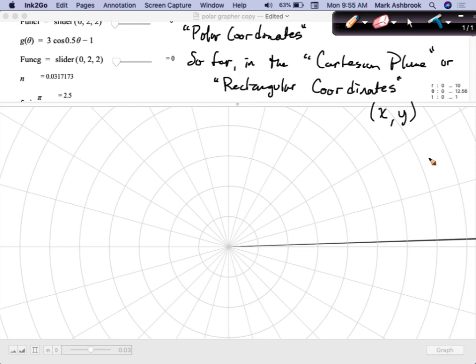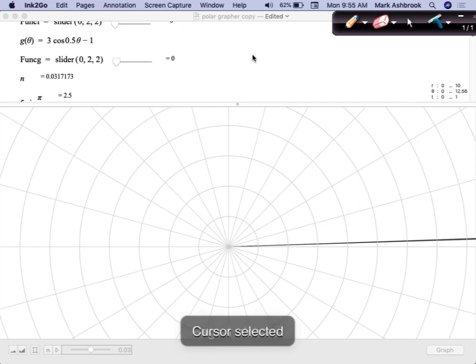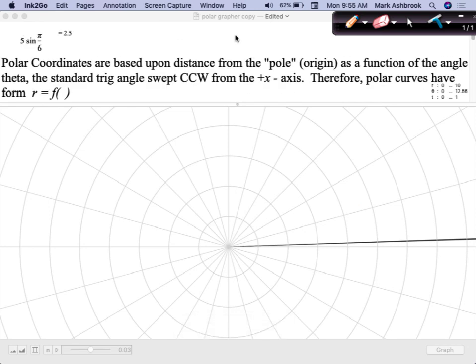Okay, polar coordinates, totally different, right? But it's still a way of finding locations in the plane, but totally different than x and y. All right, so here's how it works. Polar coordinates are based on distance from the pole. So now instead of the origin, we call it the pole. Think about looking down on the Earth, looking down at the North Pole, right? Kind of looks like that. So distance from the pole as a function of angle theta.